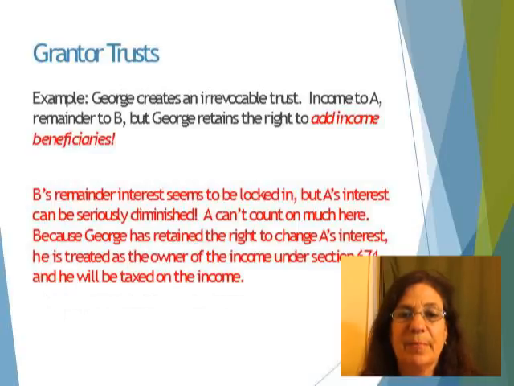Okay, now think about B's interest, B's remainder interest. That's pretty much locked in, right? Nothing can change that. But A's interest, A's income interest, that could be really diminished if George adds a bunch more beneficiaries. A can't really count on very much. And so because George has retained the right to change A's interest, he's treated as the owner of the income, and he's the one who will be taxed on that income.